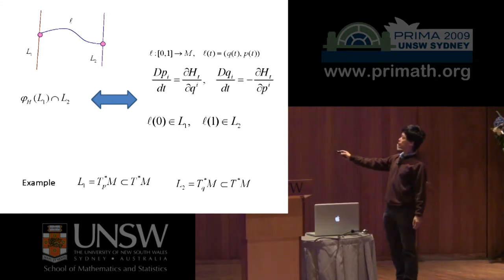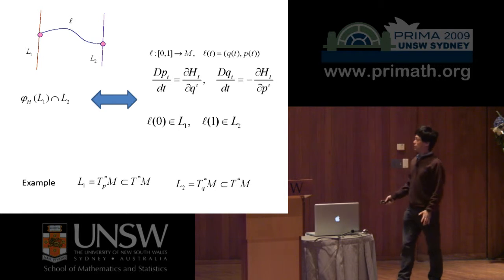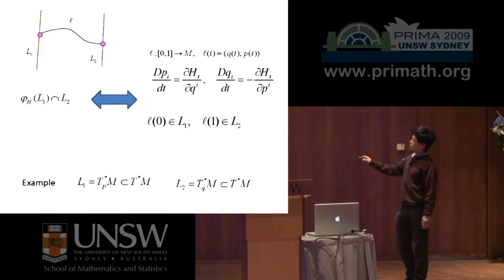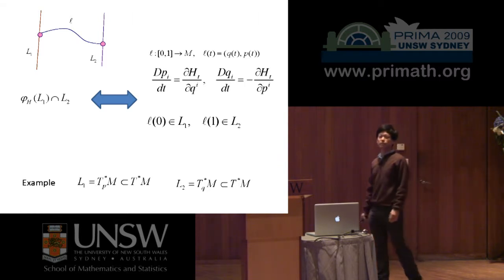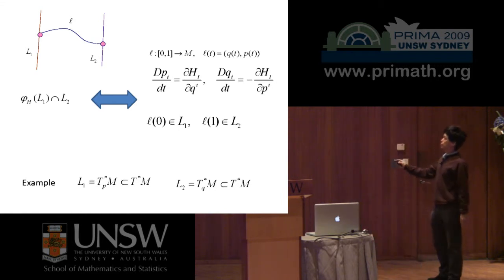We consider Hamilton's equations, and we require the beginning point to lie on L1 and the ending point to lie on L2. So the situation is something like this. You have L1 here, you have L2 here, and you consider an arc which starts from L1 and ends up on L2, and satisfies Hamilton's equations. We can easily see that these solutions correspond one-to-one to the intersections of these two Lagrangian submanifolds. So counting the intersections of these two Lagrangian submanifolds is just counting the solutions of this Hamiltonian system.